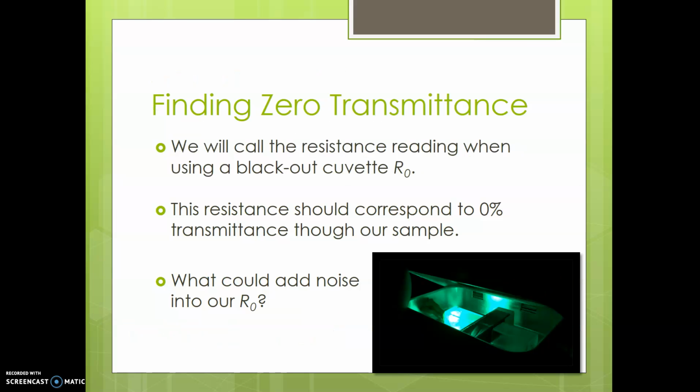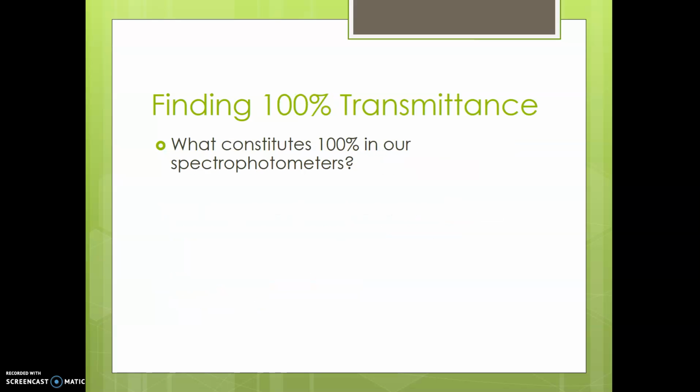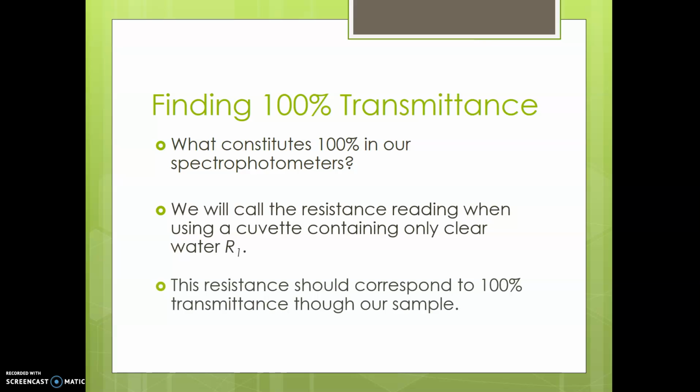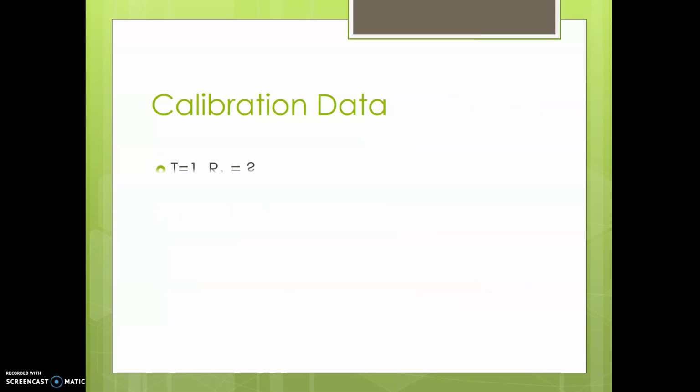Now, defining the zero transmission, we call that the resistance reading R naught, or R sub zero, and that's basically a blacked out cuvette. This should correspond to zero transmission in our sample, but you won't get zero resistance because there could be noise in our circuits, some added voltage somewhere. So now finding 100% transmission, we just put it in with nothing in it, and we will call that resistance 1, R sub 1. That's just clear water, and the resistance should correspond to 100% transmission through our sample.